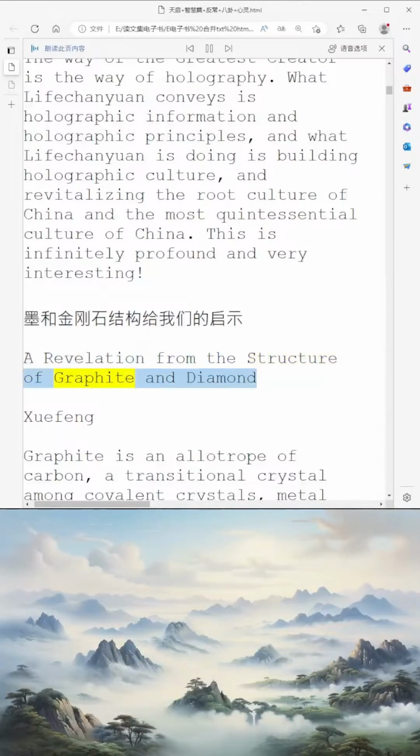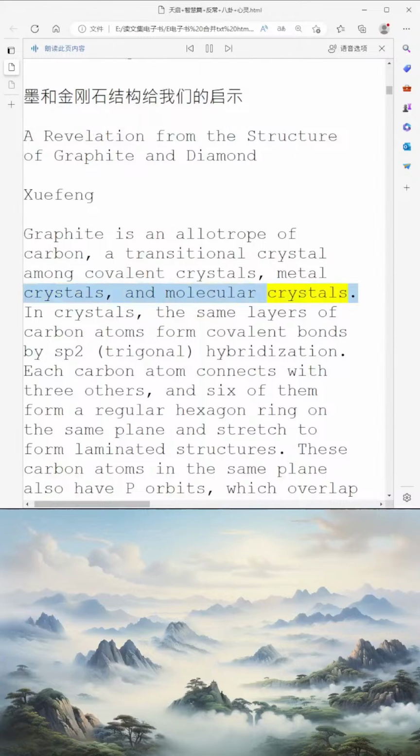From the structure of graphite and diamond. Graphite is an allotrope of carbon, a transitional crystal among covalent crystals, metal crystals, and molecular crystals. In crystals, the same layers of carbon atoms form covalent bonds by sp2 trigonal hybridization. Each carbon atom connects with 3 others, and 6 of them form a regular hexagon ring on the same plane and stretch to form laminated structures.